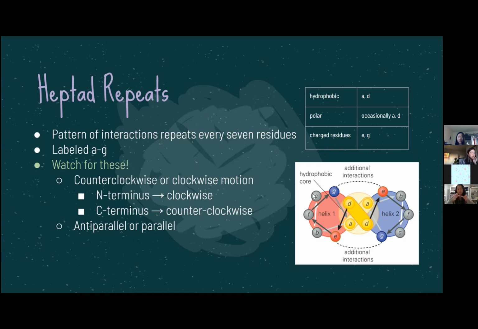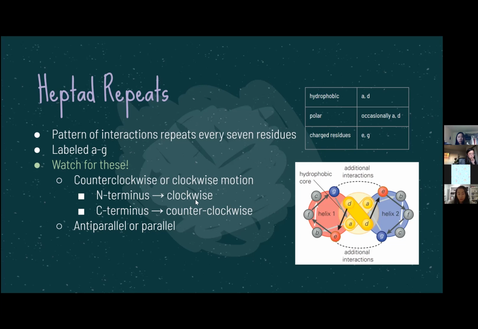What that really means is to make sure that they are aligned properly. If we have really strong interactions here, with G being plus and E being minus, then it'll faithfully return to this register. Occasionally A and D will be polar, but normally they are hydrophobic. And it's labeled A through G just because it repeats every 7 residues.